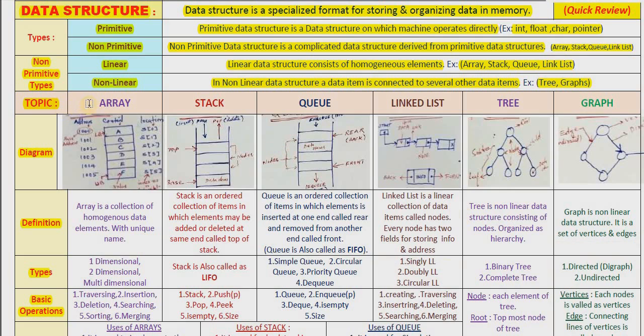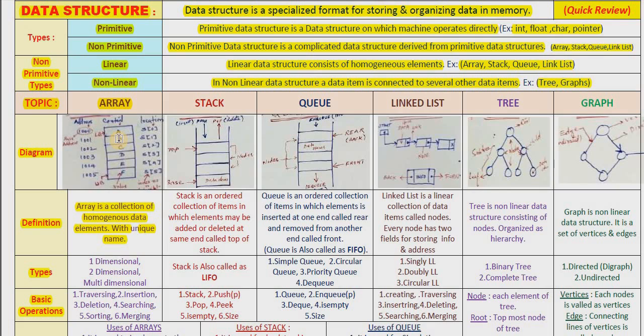Okay, so first let us begin with array. So what is array? I have given here the diagram of array, how the array looks like. But before the diagram, let us see the definition. Array is a collection of homogeneous data elements with unique name. Homogeneous means same type, similar. So array is a group of same data items.